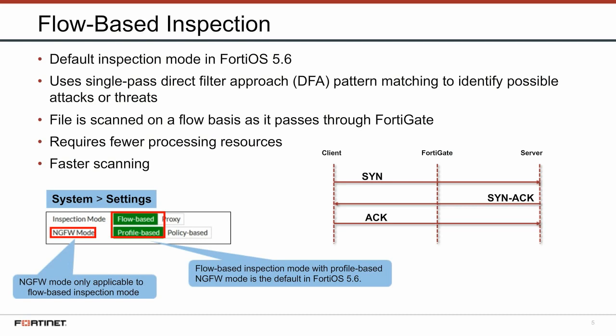The advantages of flow-based mode are: the user sees a faster response time for HTTP requests compared to proxy-based, and there is less chance of a timeout error due to the server at the other end responding slowly. The disadvantages of flow-based mode are: a number of security features that are available in proxy-based mode are not available in flow-based mode. Fewer actions are available based on the categorization of the website by FortiGuard services. Flow-based inspection mode with profile-based NGFW mode is the default in FortiOS 5.6.